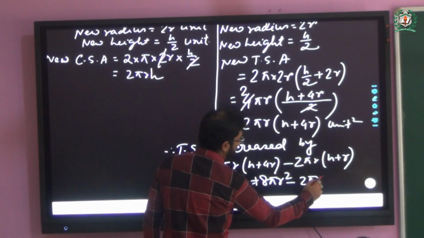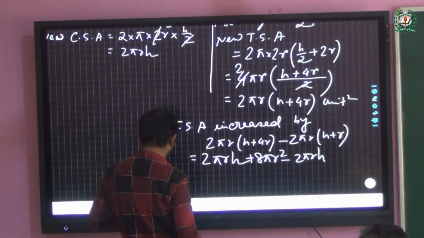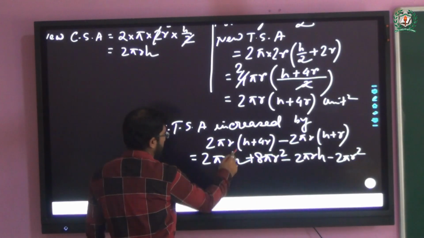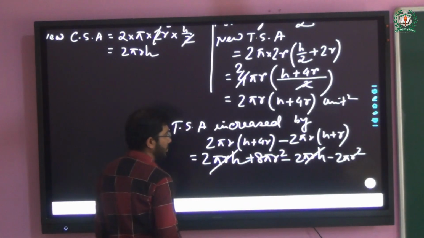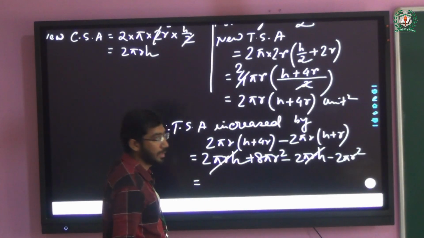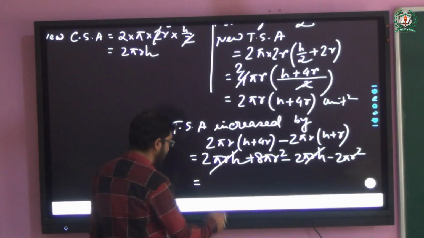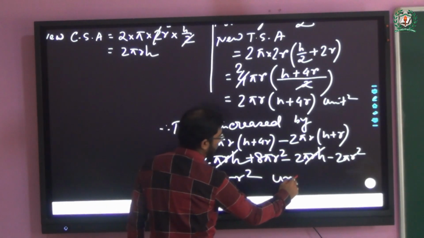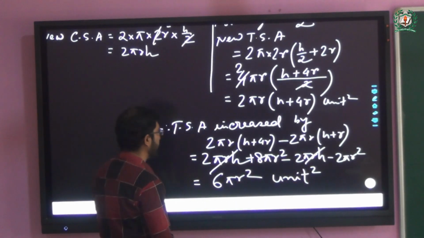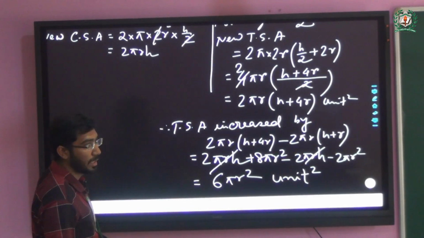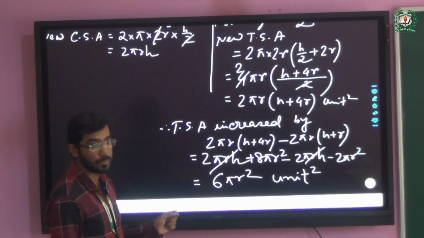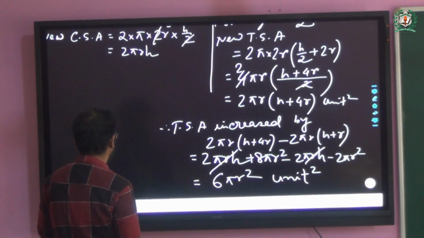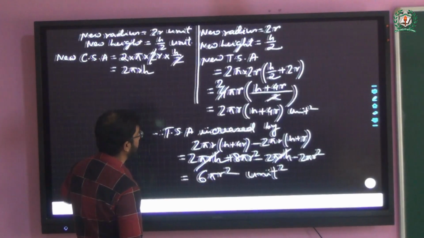minus 2 pi r h minus 2 pi r square. So 2 pi r h cancels out, 8 pi r square minus 2 pi r square, that is 6 pi r square, that much unit square. Therefore total surface area increased by 6 pi r square unit or unit square. Understand? Write down the answer separately.